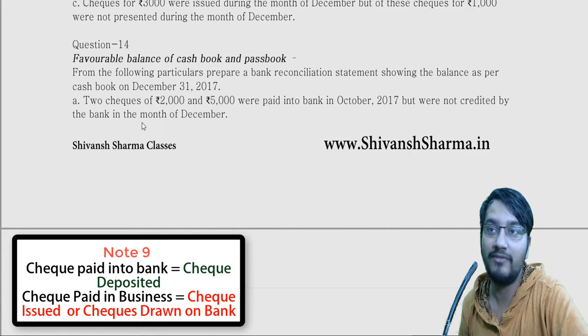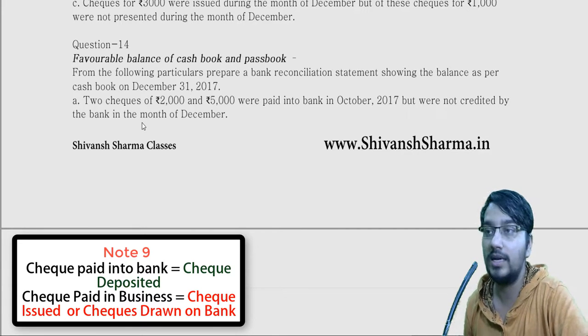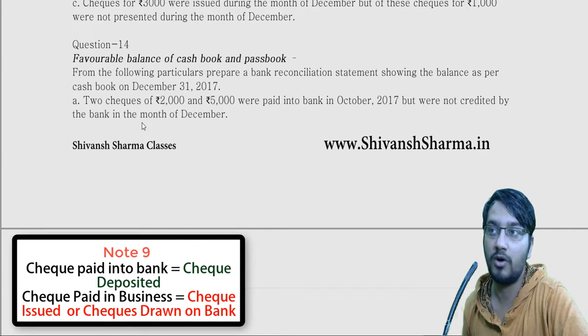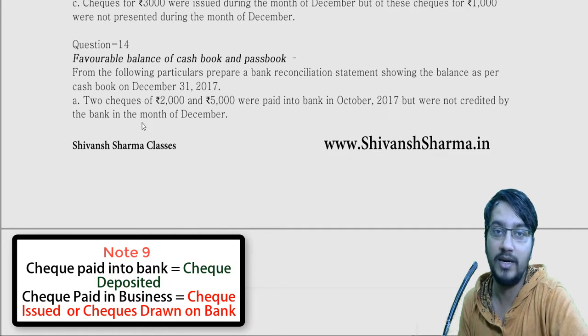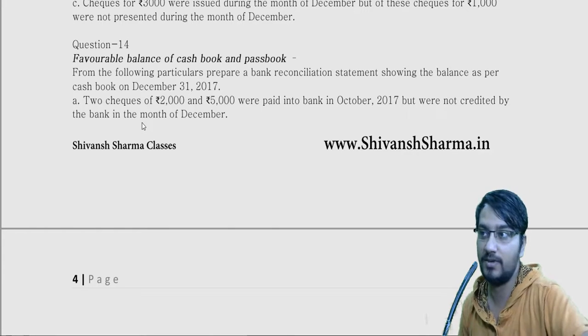This is also verified when they say credited by bank. Credit means it is going to increase my account. So 2000 plus 5000, a total of 7000 was deposited in October, still not cleared till December. We don't know when it will clear, but for December 31st it is still an uncleared check. So we need to make an adjustment for checks deposited but not cleared, uncleared checks basically.